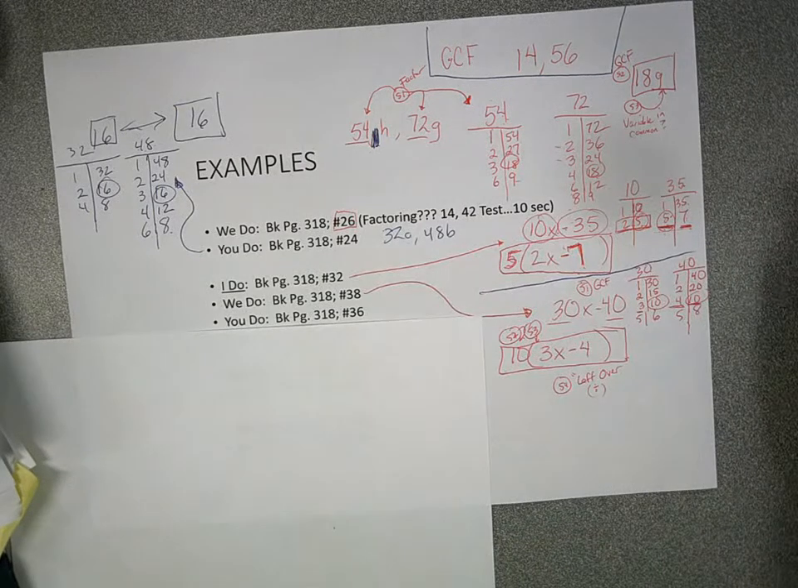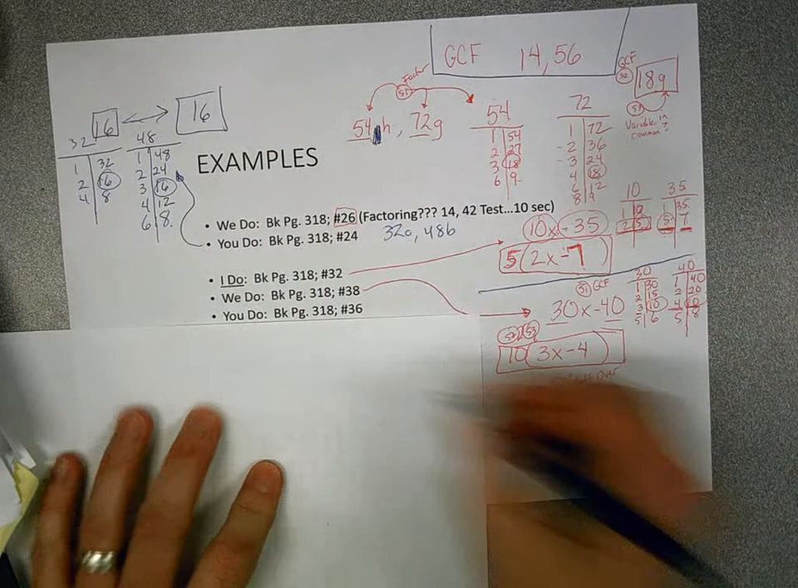All right, 30 seconds. Turn to your neighbor and share. Go. I got 6 parentheses 2 plus 5x.